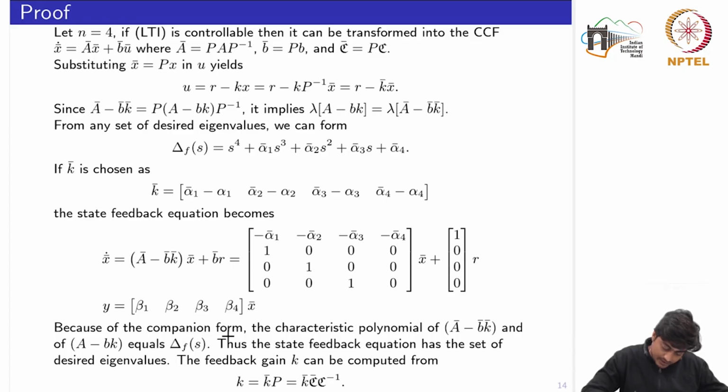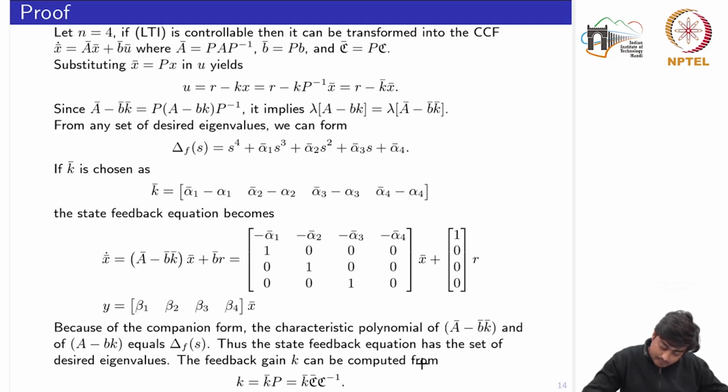So because of the companion form, the characteristic polynomial of this A bar minus B bar K bar and of A minus BK equals this one. Under any transformation, the eigenvalues do not change. If the eigenvalues do not change, then the characteristic polynomial would also not change. Okay. So thus the state feedback equation would definitely have the set of desired eigenvalues.